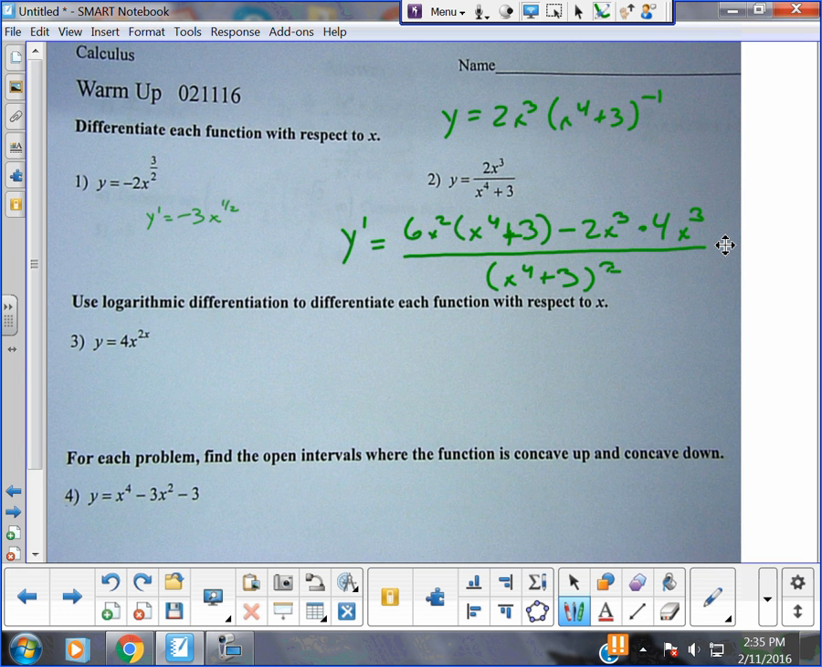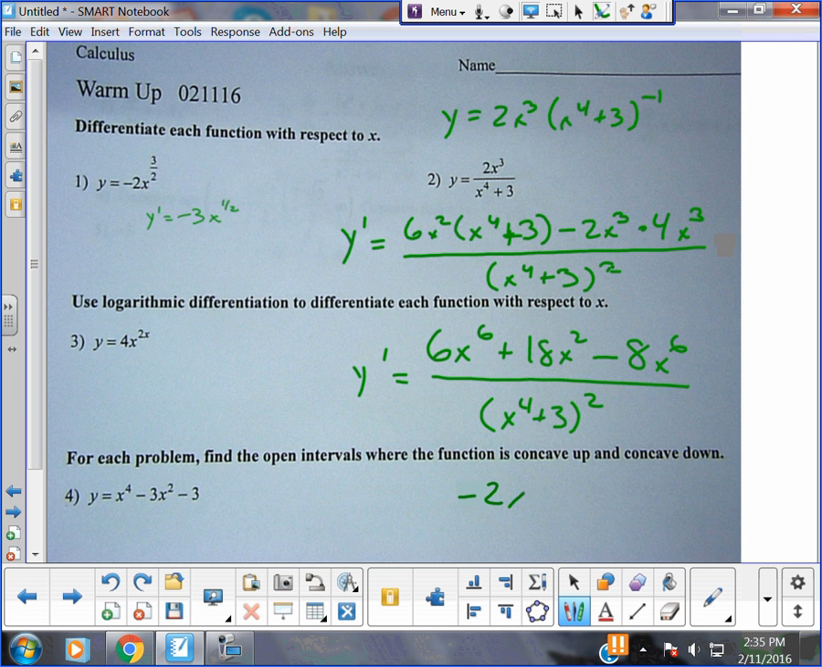And again, if you're taking this on the AP test, you'd have to take some time to simplify. This is a time where I notice you're going to have some like terms, so you're going to have to distribute. Because it doesn't say don't simplify. There's the numerator when you distribute. So I get what? -2 x to the 6th. Alright. Plus 18x squared over x to the 4th plus 3 squared.